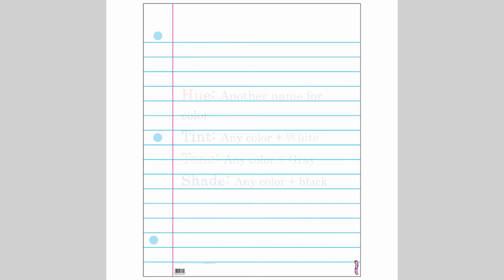Let's start off by defining what is hue, tint, shade, and tone.